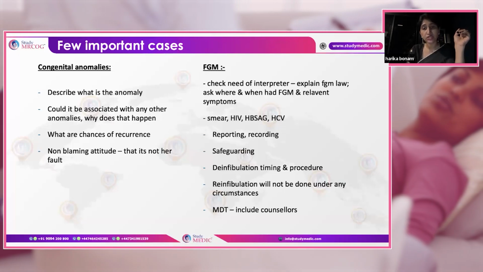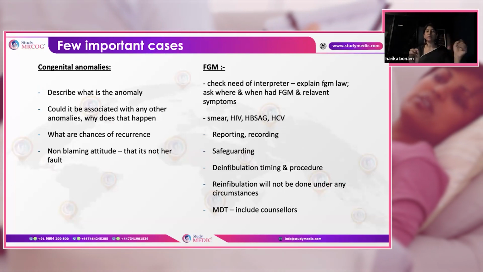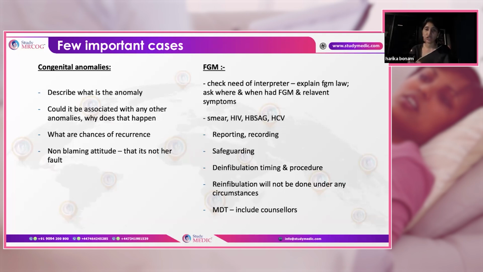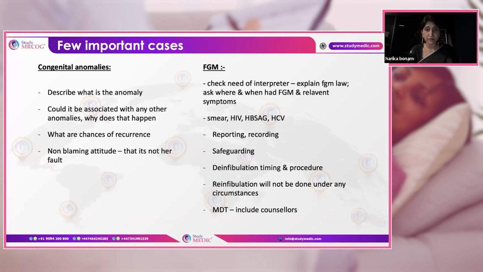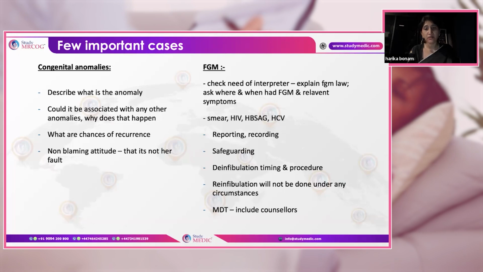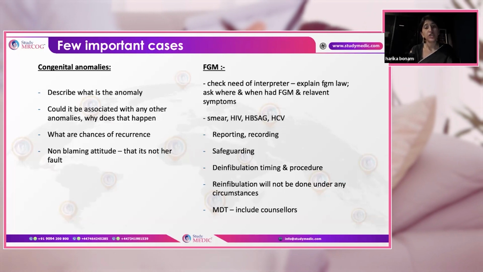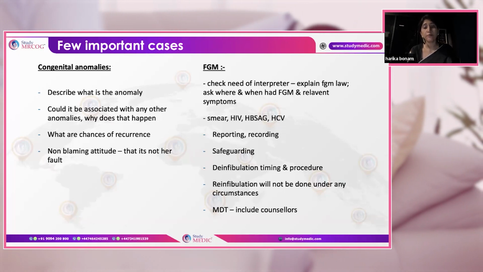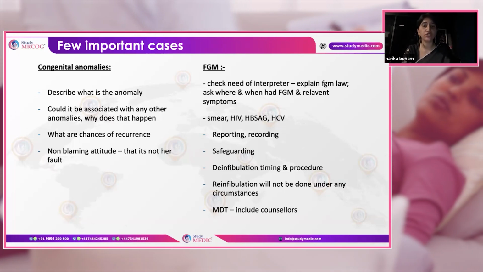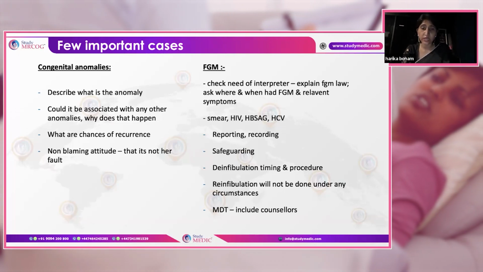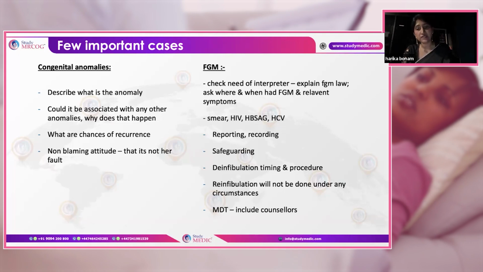And in FGM patients, you have to check the need for an interpreter in the beginning itself. Explain the FGM law and ask where and when she had FGM and about relevant symptoms, and check her smears, her HIV, hepatitis, and HCV. And you'll have to always talk about the UK law. That is very important: talk about the UK law, the reporting, the recording, as well as the safeguarding.